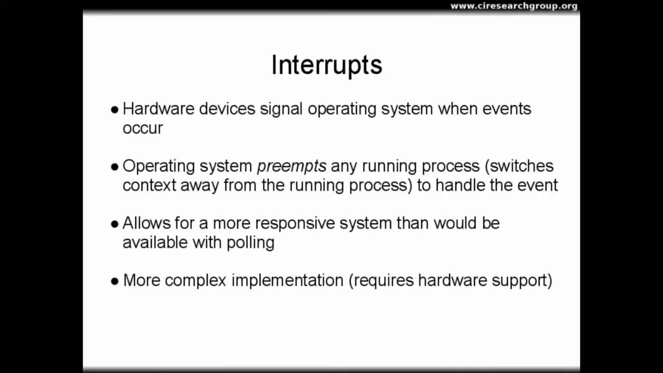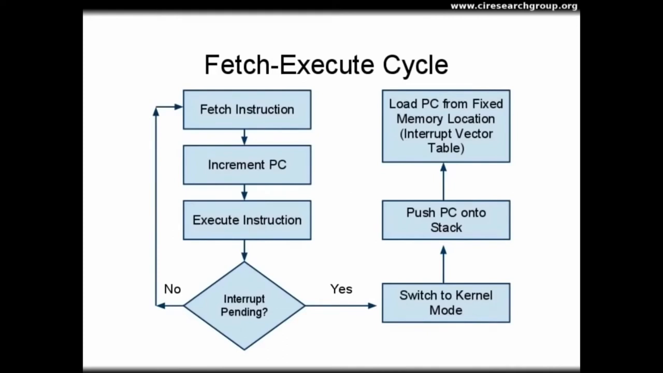This allows for a more responsive system than we could ever achieve through polling, without having to waste a whole bunch of time asking idle devices for data. However, this does require a more complex implementation, and that implementation complexity begins at the hardware level. Specifically, within the CPU, we need to have a mechanism for checking and responding to interrupts. And this mechanism is implemented as part of the CPU's fetch-execute cycle.